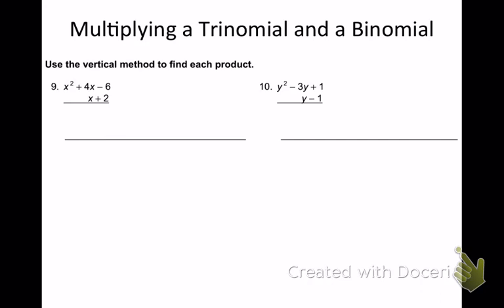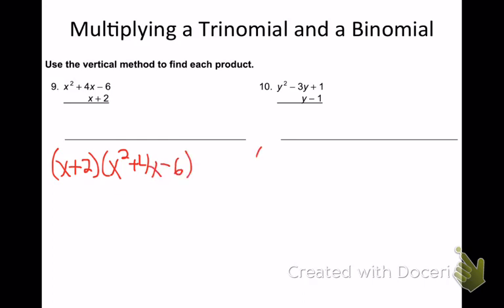Now, next one here, they kind of show you the vertical method. And again, the vertical method is just like if you were to do your long multiplication. Take your 2 times negative 6, take 2 times 4x, 2 times x squared. Then after you do that, you take x times negative 6, x times 4x, and x times x squared. If you don't want to do it that way, though, again, can I just list it out? Yeah, you bet. I could say x plus 2 times x squared plus 4x minus 6.